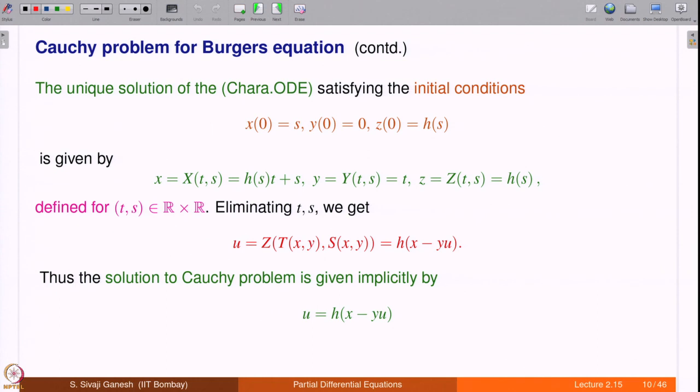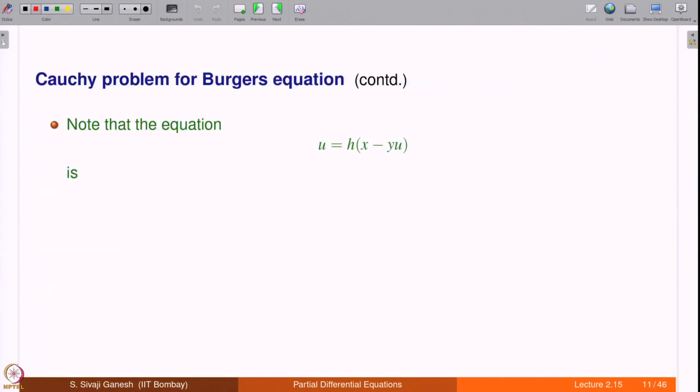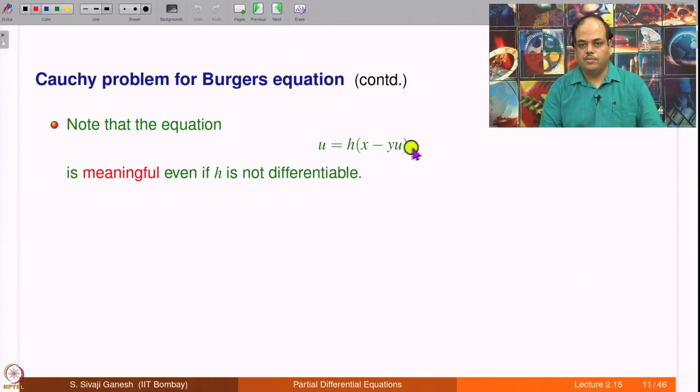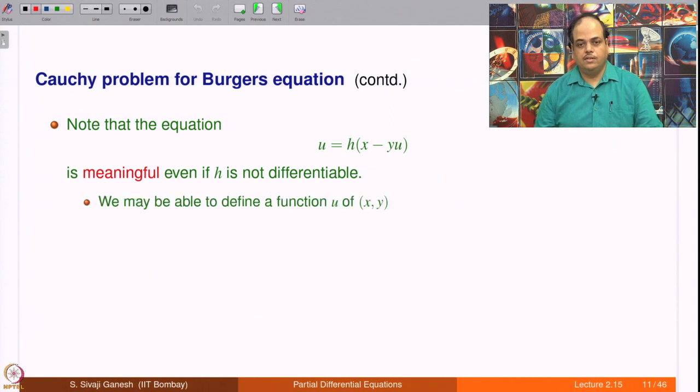Of course, we admit this as an implicit solution, provided you can solve for u as a function of x and y. So, note that this equation is meaningful even if h is not differentiable, right. It is just asking that u equal to h(x - yu). Imagine h is continuous, the equation is meaningful. Now, the question of whether you can solve for u in terms of x and y is another question.